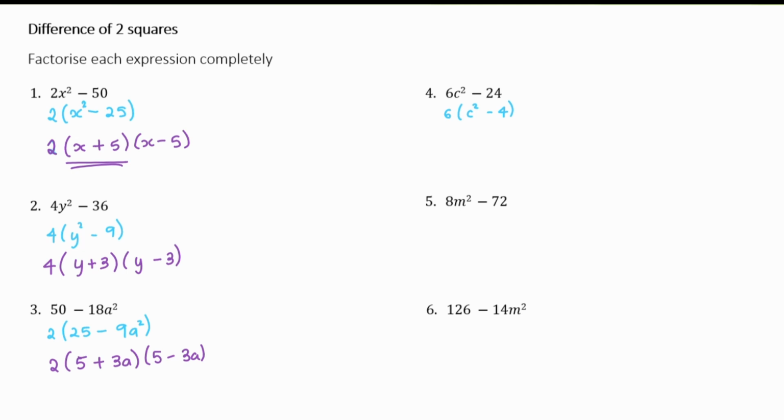We've now got a difference of 2 squares in our bracket, so we keep the 6 as it is, and the square root of 4 is 2. So for the first bracket, we can put c plus 2, and the second bracket would be c minus 2.